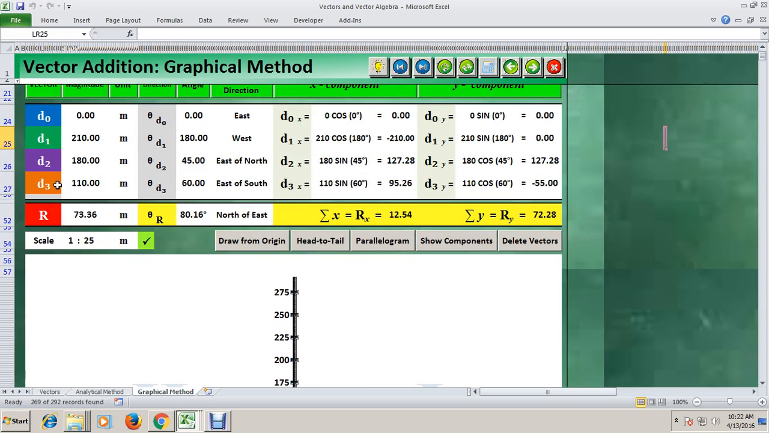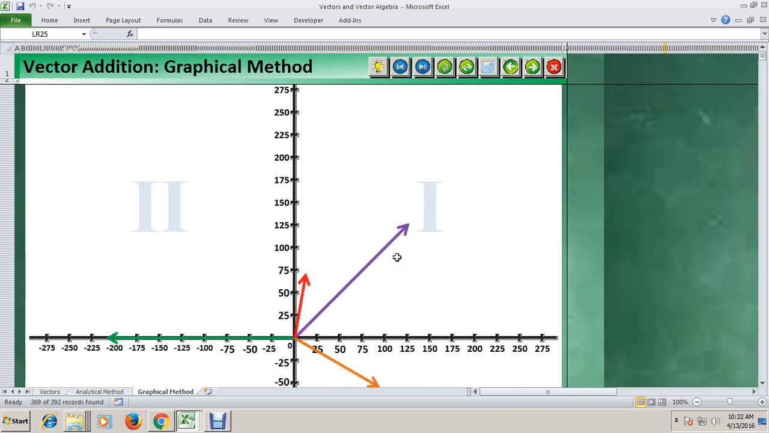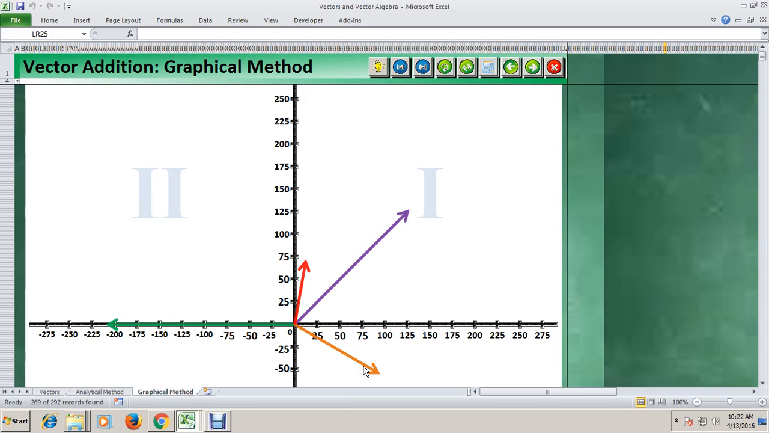Okay, the next vector is vector d sub 3. It is colored orange. So the direction is east of south. This is the vector. East of south is this direction. This is the 60-degree angle. This is a 30-degree angle. So therefore, the direction east of south is this measure.